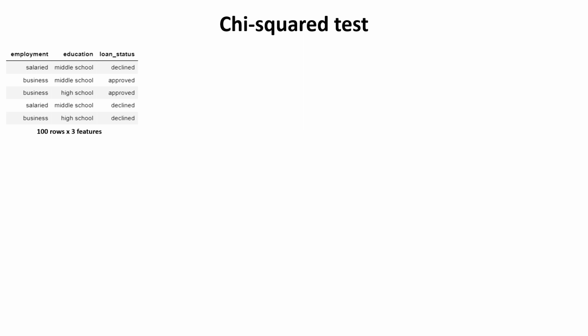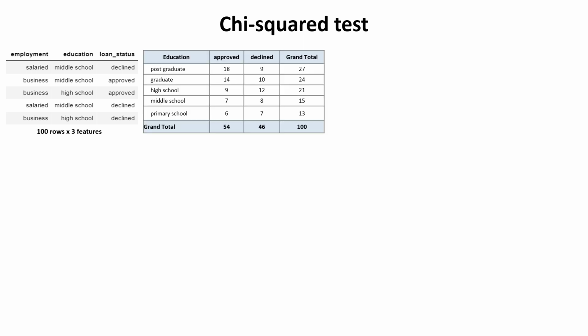So to evaluate this, what we do is we try to observe the count of this data and we come up with this kind of observation. In this data frame, you have 100 records and 3 features, 100 rows and 3 features. So when we summarize that, this is what we get. Now, if you see over here, for postgraduate, there are 18 approved, 9 declined, altogether 27 applications.